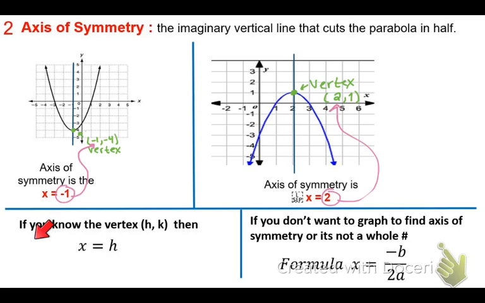So now, keep on filling in your notes. If you know that the vertex is h, k, then x equals h. That's what we were just talking about. Now, if you don't have a graph to find the axis of symmetry, or the axis of symmetry is not a whole number, and they give you an equation, then you can use the formula x equals -b over 2a to find the axis of symmetry. But we're going to do that next time.